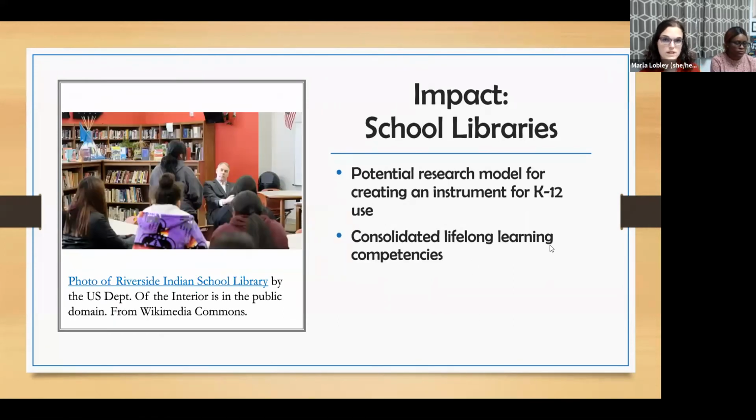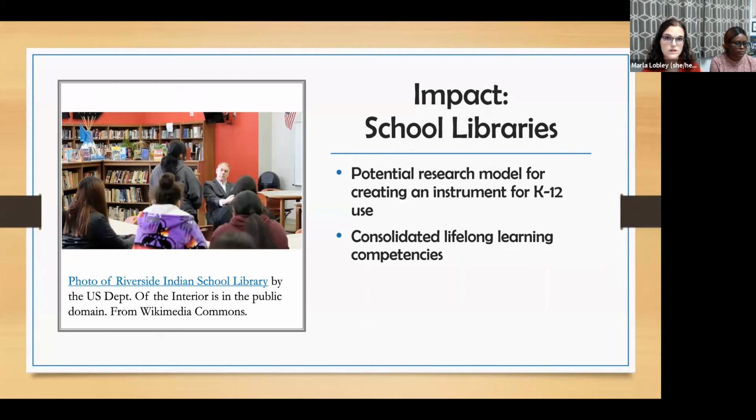Also, for you school librarians, you may already be using OER in your school as well. And while our toolkit won't necessarily be validated for younger students, because that's a whole other process with different expertise, our research model, we are documenting what steps we're taking to produce this toolkit. And so this is a potential research model you could use to create an instrument for K-12 use.